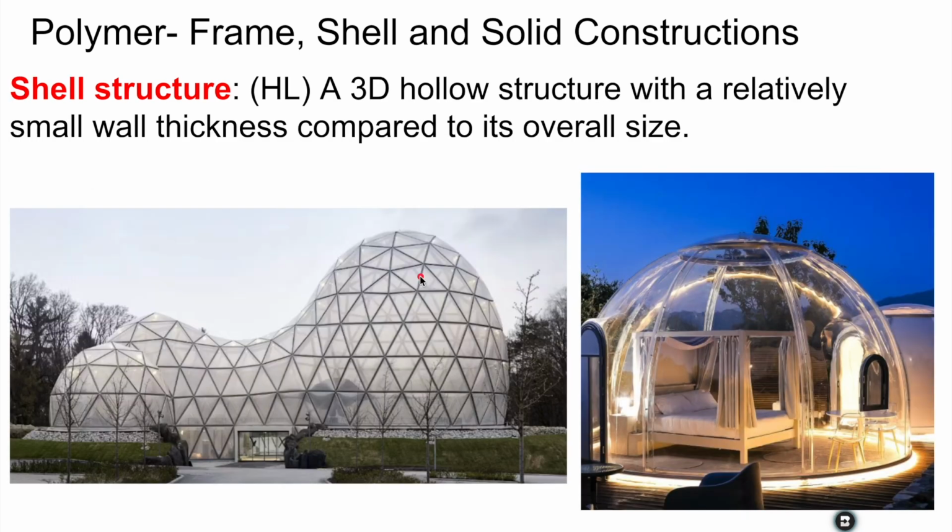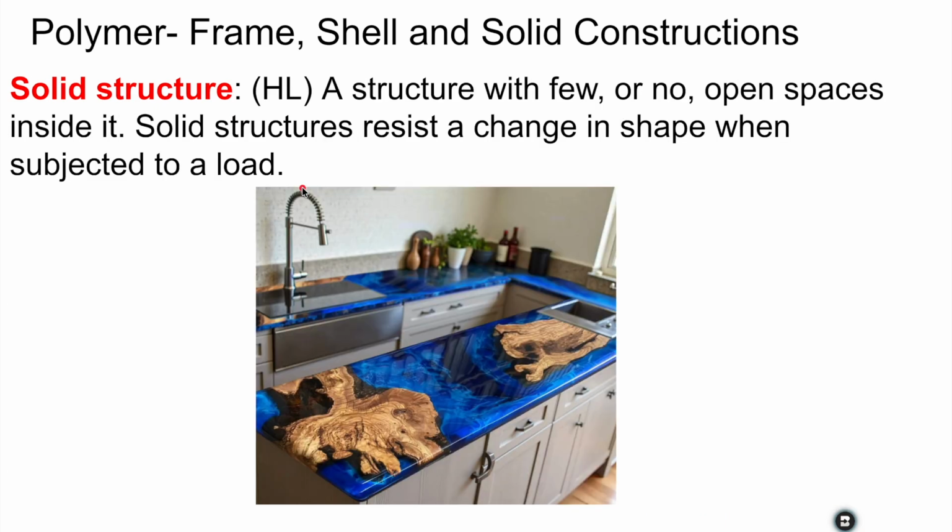Shell structures, you can see that plastics are actually quite good for shell structures. This is a bubble hotel. It's completely made out of plastic. This is plastic over top of some sort of strange geodesic dome, but you can see that these make good shell structures. It's difficult to find a good example of solid structures made out of plastic, but these are actually two types of polymers: the natural polymer, the wood, and a synthetic polymer, which is the resin in this countertop. And you can see that they're mixed together to make this countertop.